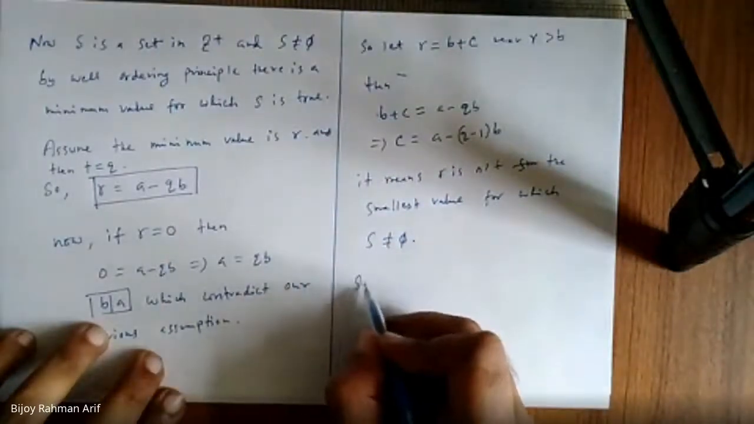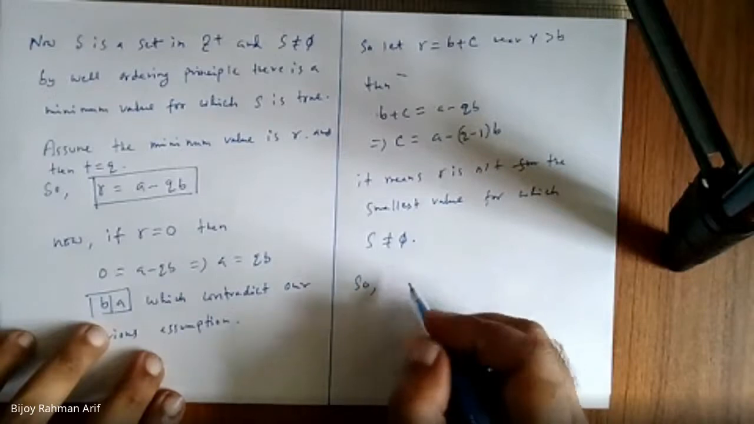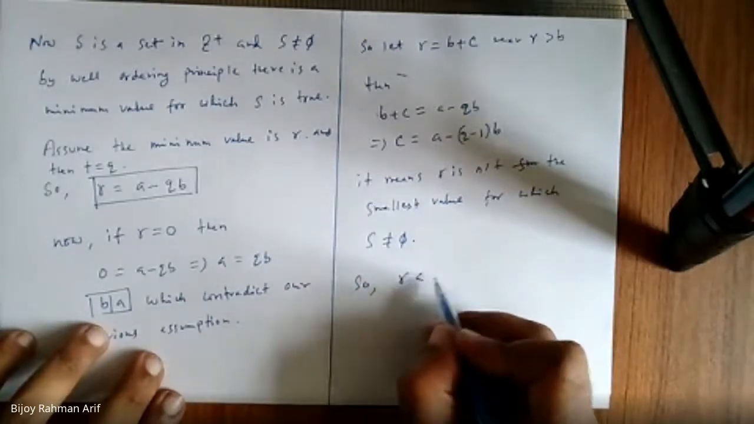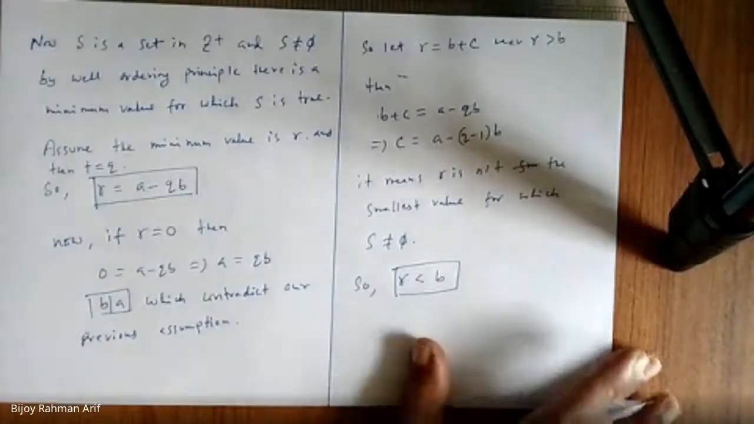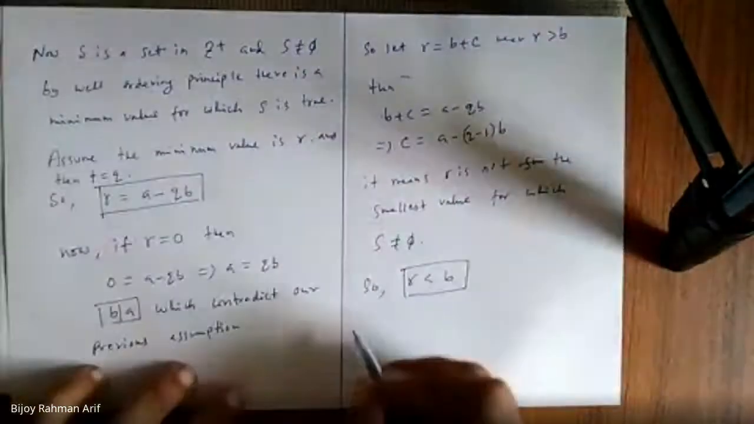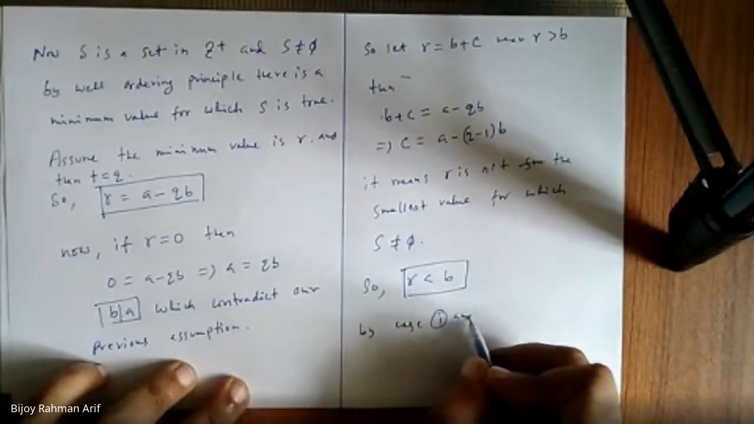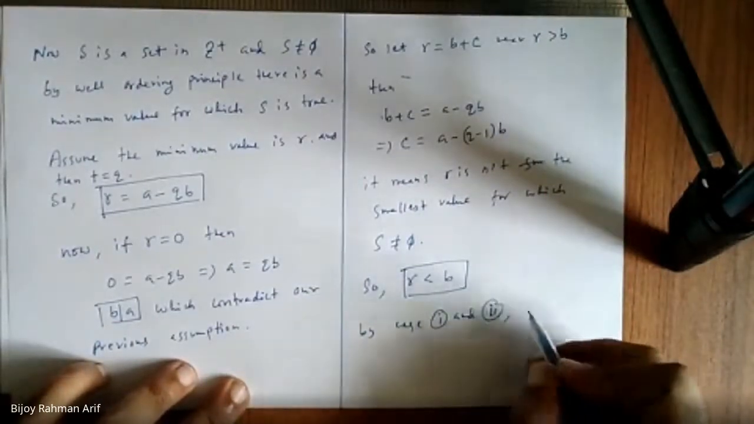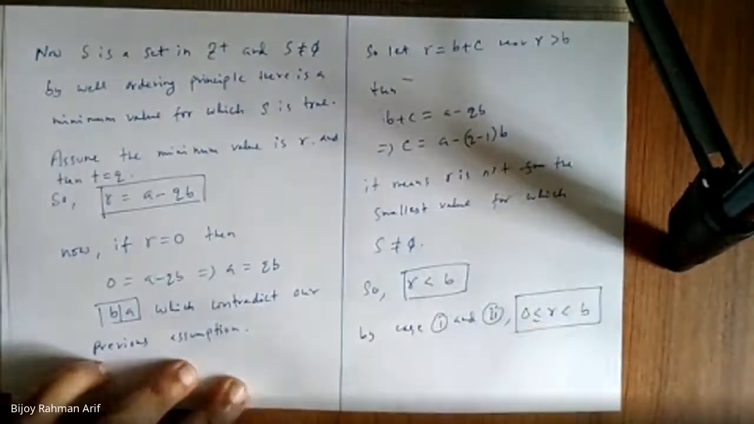So what is the conclusion? The conclusion is R should be smaller than B. So by case 1 and case 2, 0 is less than or equal to R, which is smaller than B. So we are done. Proved.